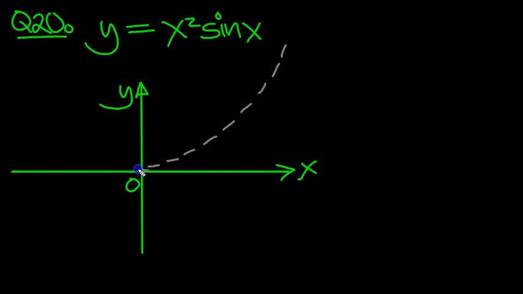And it's going to be the same the other side. So I'll try and draw the same u-shaped curve the other side. Okay, so that's y equals x squared. The sine x curve then?